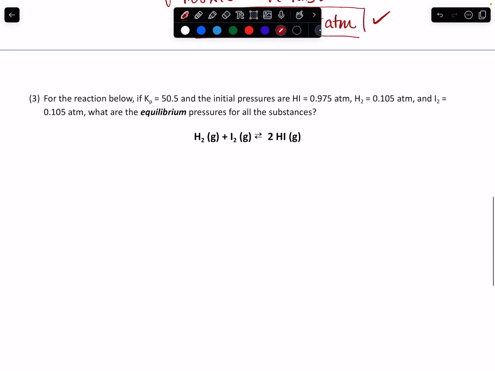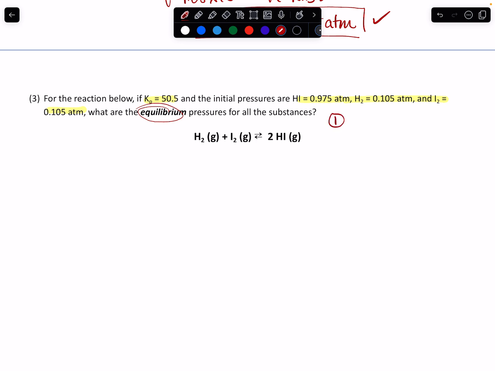One last problem. For the reaction below, if Kp is 50.5 and the initial pressures of HI, H2, and I2 are as shown, what are the equilibrium pressures? So we're looking for the equilibrium values for all substances. There are a couple things going on here. First, we have a Kp value and we have some concentrations, but we're not really sure which direction the reaction is running at this point.